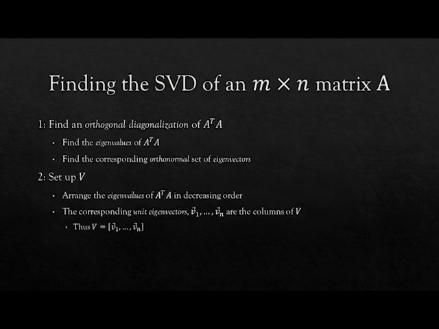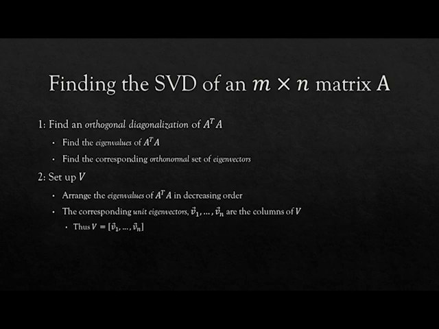The process of finding the singular value decomposition is not complicated, but it is tedious. The first step is to find the orthogonal diagonalization of A transpose A. This step consists of finding eigenvalues of A transpose A and then finding the corresponding orthonormal sets of eigenvectors.